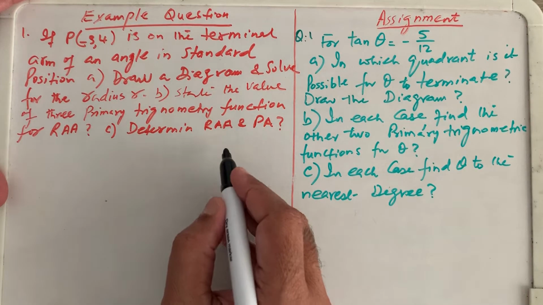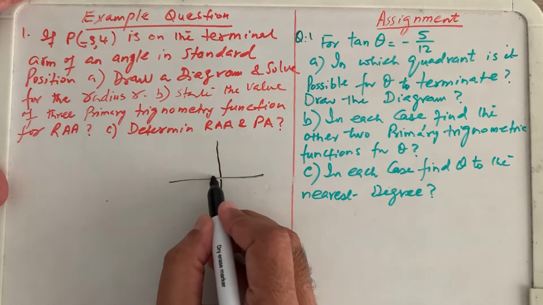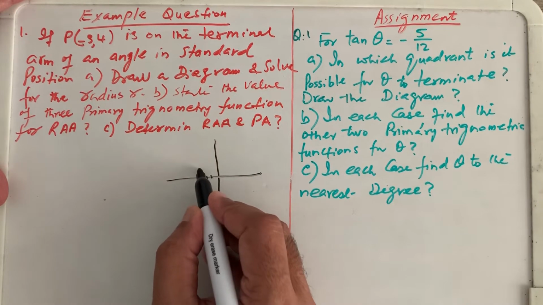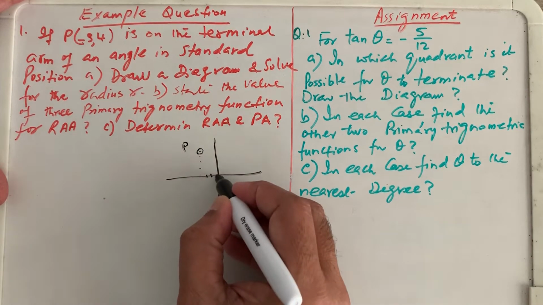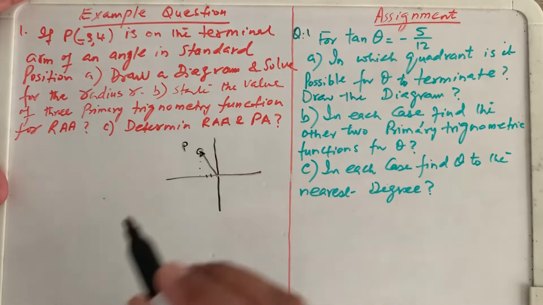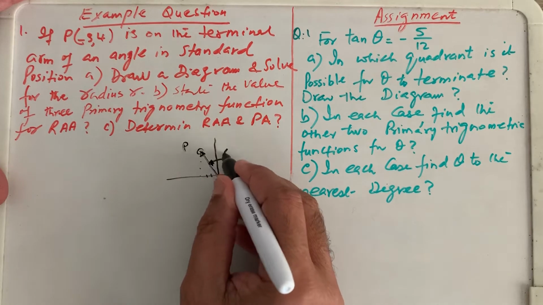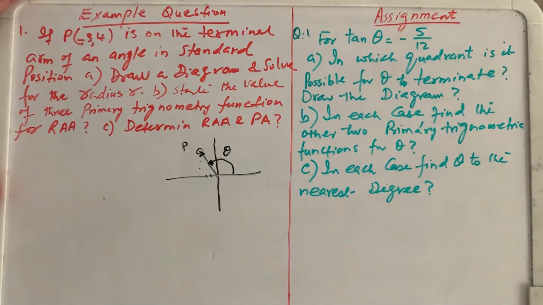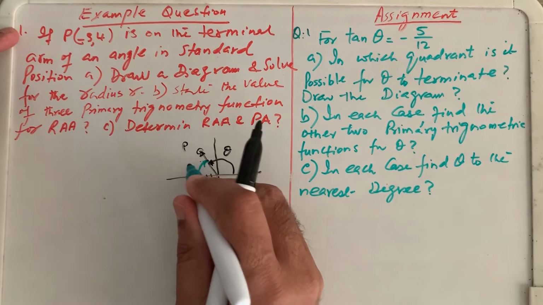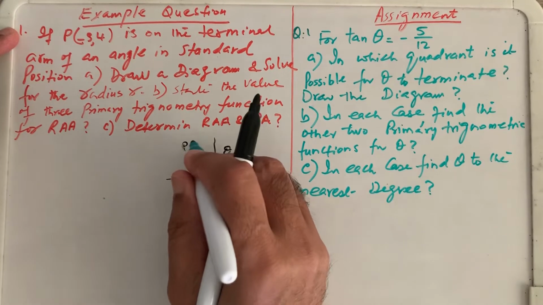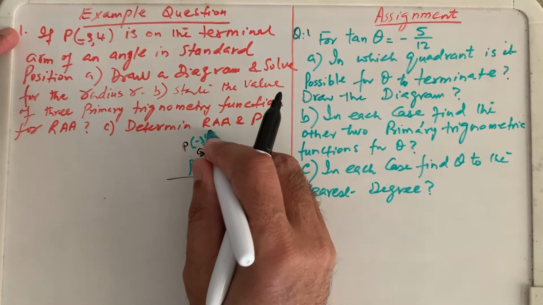So now we have to see where this point is located, which is (-3, 4). So 1, 2, 3 is minus 3, and 1, 2, 3, 4. So somewhere here is my P. This is my point and this is my angle. So my principal angle is theta, which is this, and my related acute angle is the other way around, which we learned, which is this, beta. And the point P is given, which is (-3, 4).